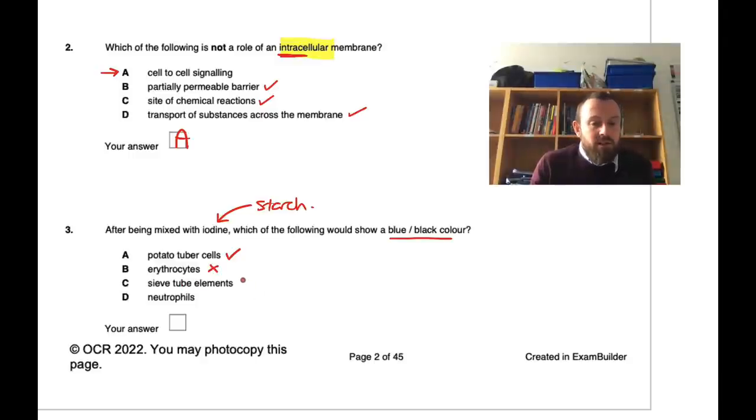Sieve tube elements. Now this, I think in my class, caused a few people a bit of question, they were questioning themselves, but the sieve tube elements, those are the phloem cells, and they transport mainly sucrose, and that sucrose is then converted into starch and stored once it gets to the potato cells. Neutrophils, again, that's animal, so that wouldn't be the case. So the answer is A. Moving on down.